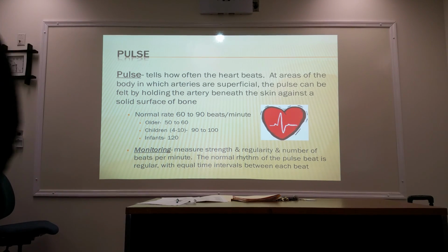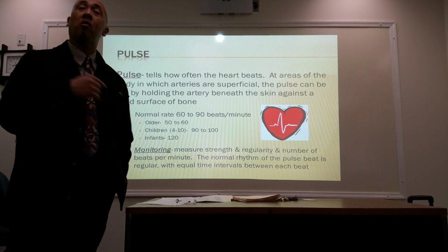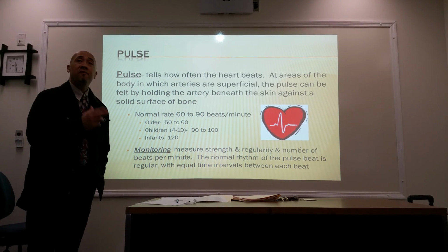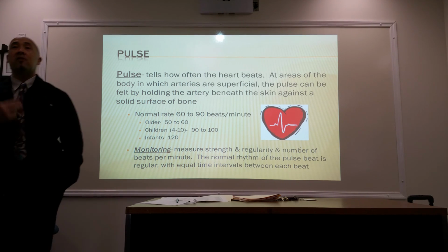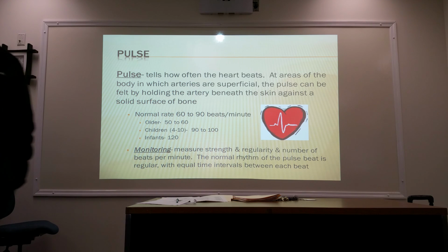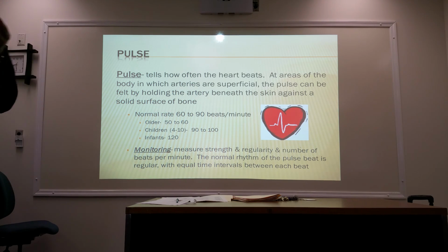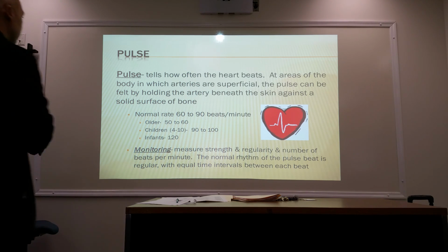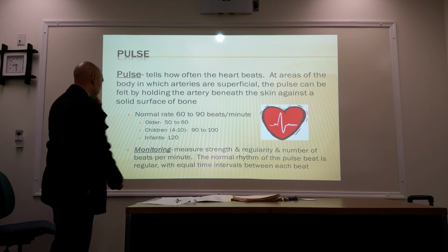Second cardinal sign is pulse. We're talking about here heart rate. You can feel the heart rate at different areas of your body by palpating arteries that are superficial by pressing them up against the bone. There's a total of 9 areas in which you can detect pulse. This first 7 is going to be the most popular. Okay, we'll talk about this in just a second.